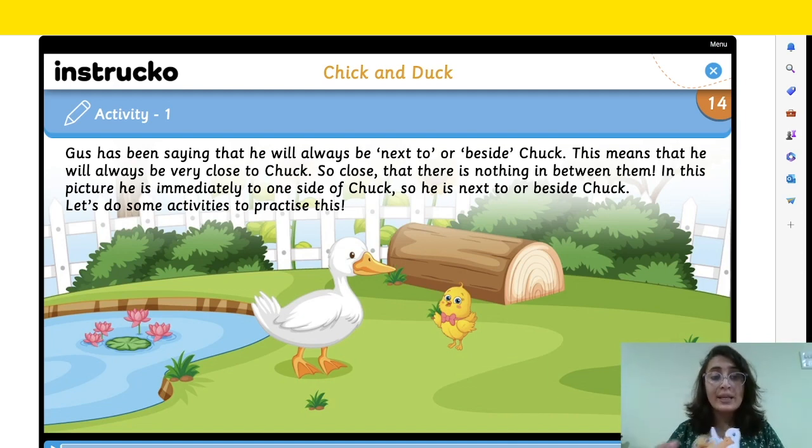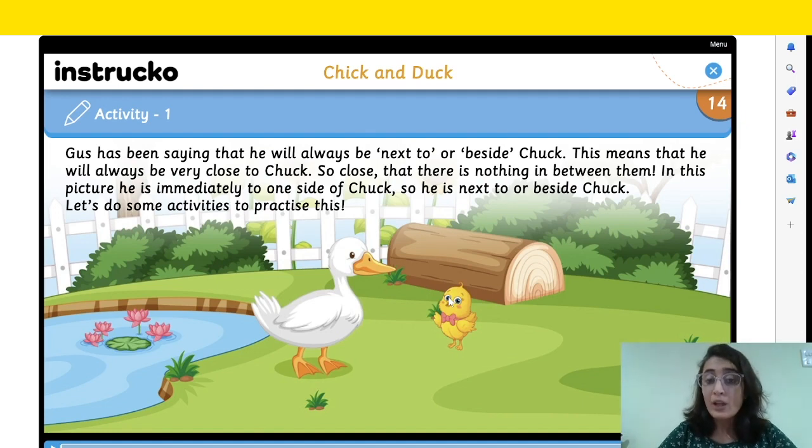Okay, in this picture, see, can you see the picture on the screen? Now tell me, in this picture, is Gus immediately to the right of, immediately to the left of Chuck or not? See, this is Gus and this is Chuck. Is there anything between them? No, there is nothing between them. So in this picture, Gus is beside Chuck.